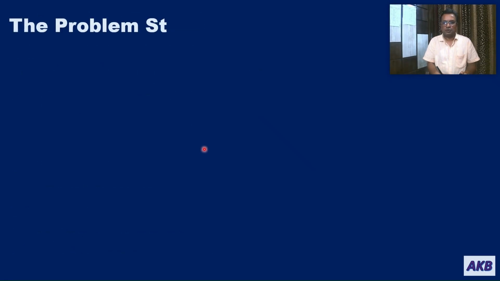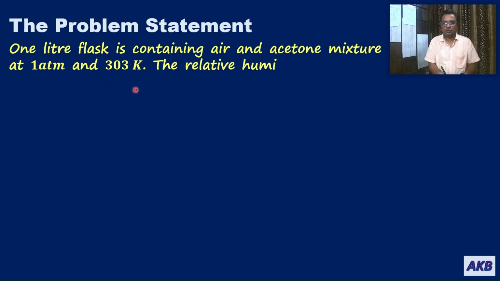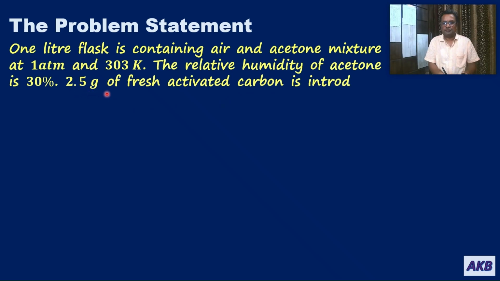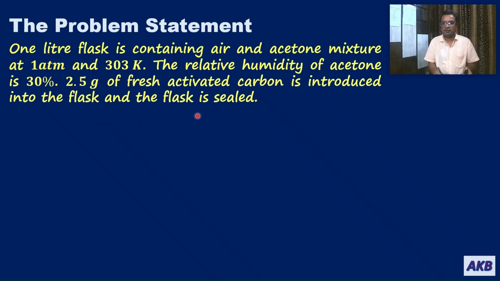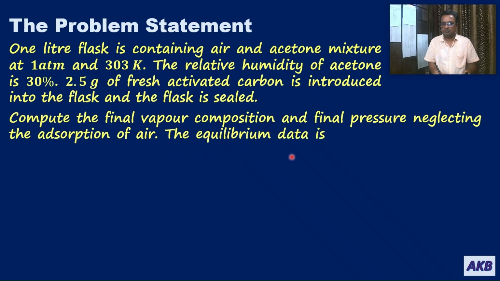To begin with, we will look at the problem statement, the numerical example that we will be solving. The problem statement: 1 liter flask is containing air and acetone mixture at 1 atmosphere and 303 Kelvin. The relative humidity of acetone is 30%. 2.5 gram of fresh activated carbon is introduced into the flask and the flask is sealed. Compute the final vapor composition and the final pressure, neglecting the adsorption of air. The equilibrium data is given in the following table.